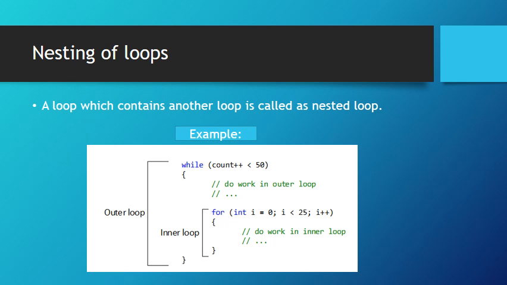Next, nesting of loops. A loop which contains another loop is called a nested loop. So if a loop exists inside the body of another loop, then it is called a nested loop. Here in this example, a for loop is nested within the while loop. Like that we can nest a for loop within a for loop and a while loop within another while loop and so on. So a loop which contains another loop is called a nested loop.